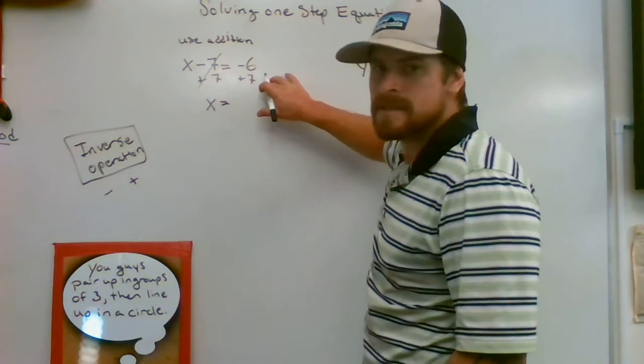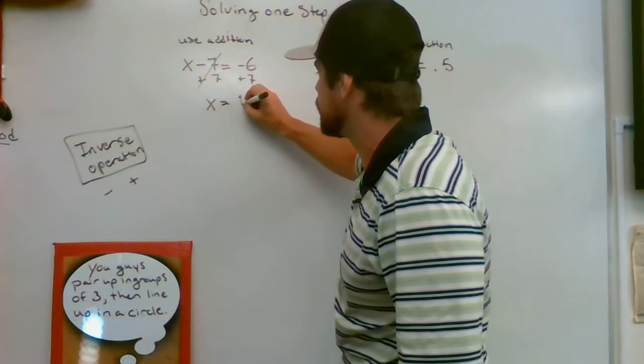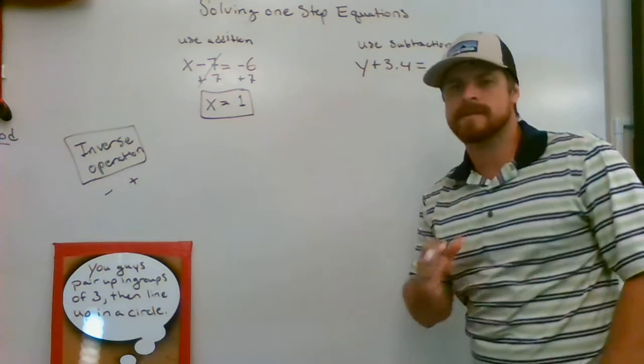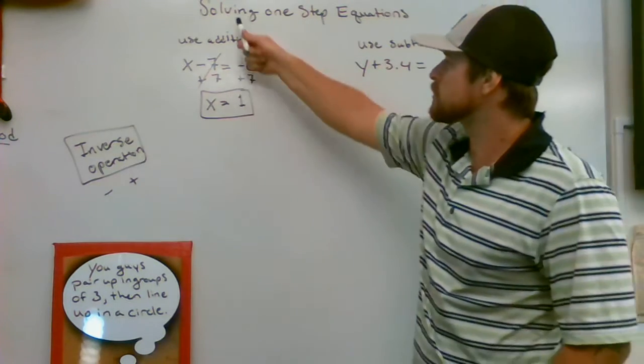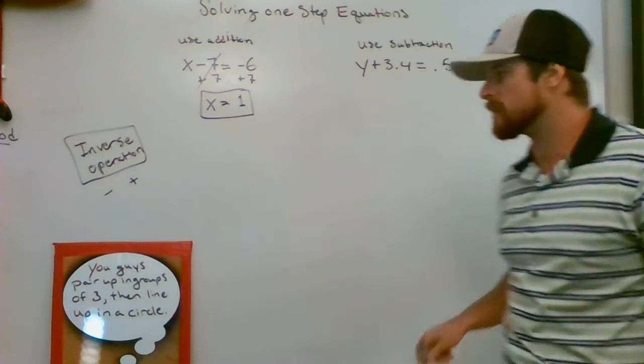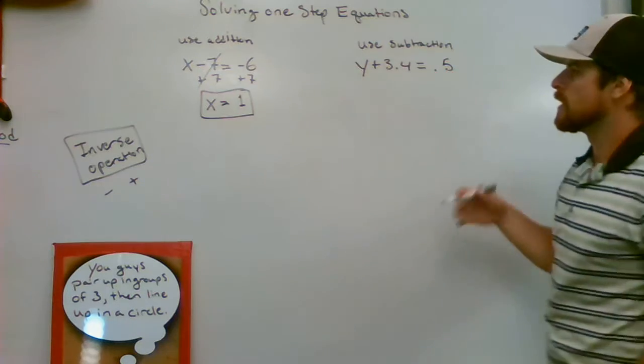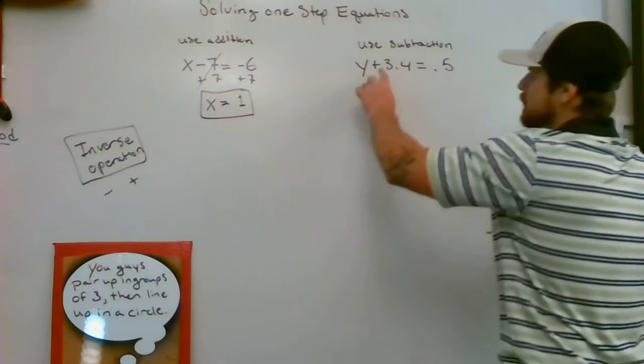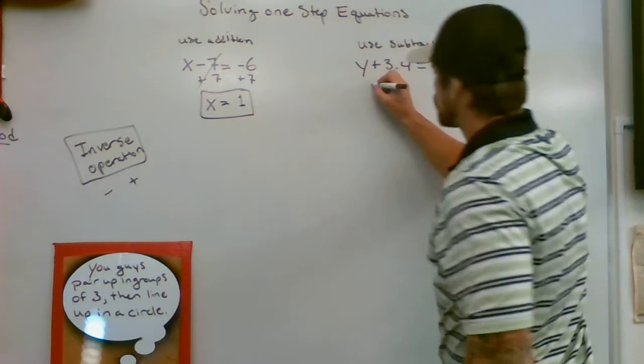Negative 6 plus 7 is going to give me a positive 1. So x would have to be 1 to make this statement true. And that is solving a one-step equation using addition. Let's do it using subtraction. Why are we using subtraction? Because we see the inverse operation of addition is to subtract.